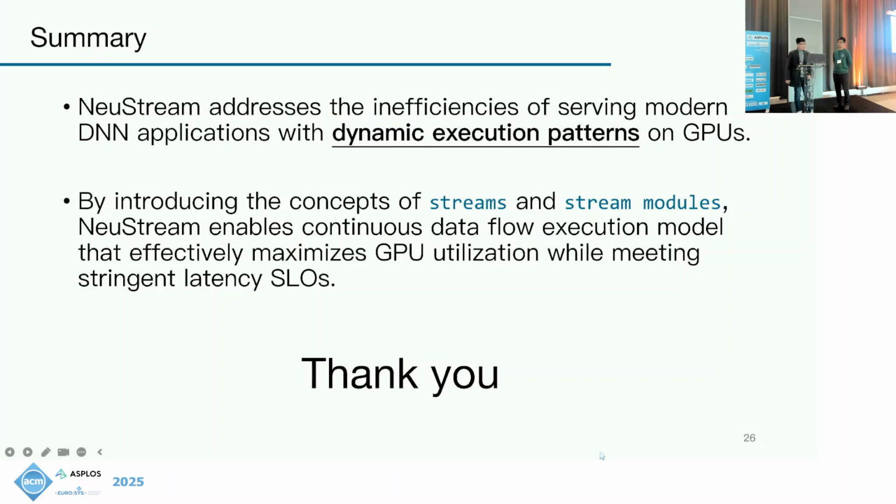In summary, NeuStream addresses the inefficiencies of serving modern DNN applications with dynamic execution patterns on GPUs. By introducing the concept of streams and stream modules, NeuStream enables a continuous dataflow execution model that effectively maximizes GPU utilization while meeting stringent latency SLOs.